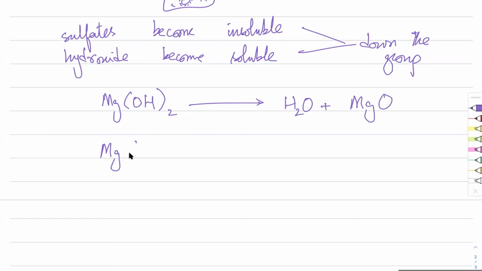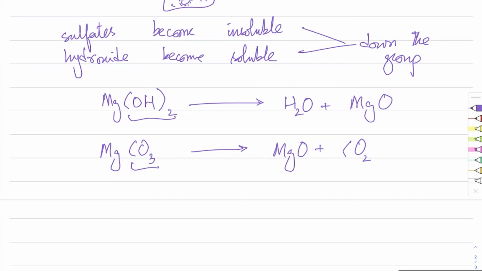Same thing happens with carbonate. Again, in carbonate, you have carbon dioxide loosely bonded to oxide. So when you're heating it up, magnesium oxide is made with carbon dioxide leaving it. So in the case of hydroxide, water is made. In the case of carbonate, carbon dioxide is made. And you're left with just the oxide.